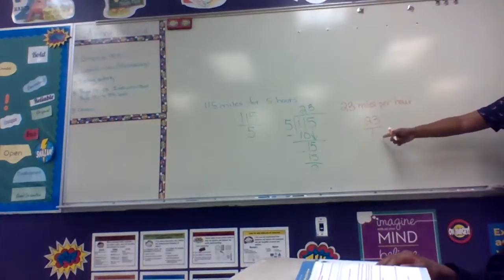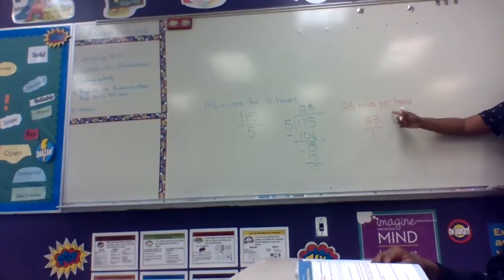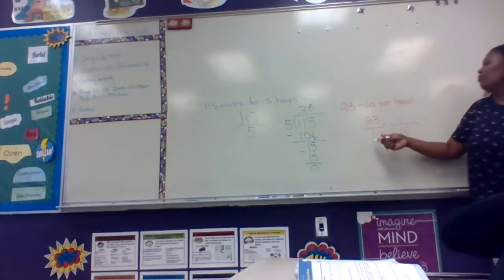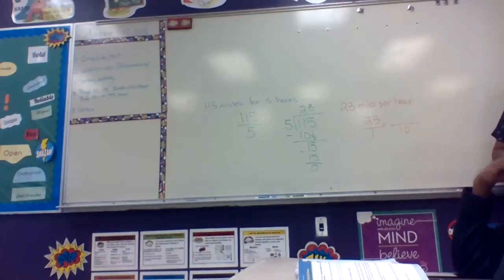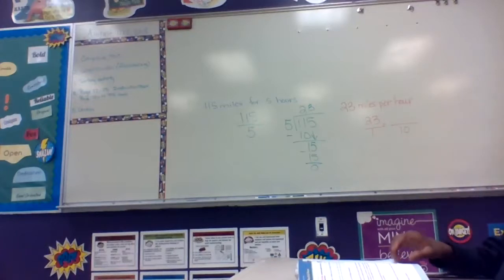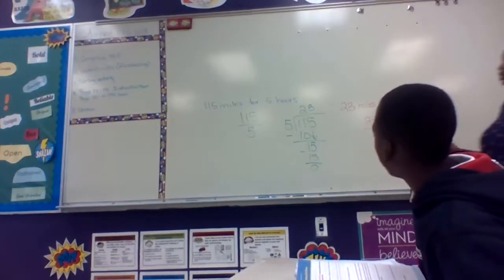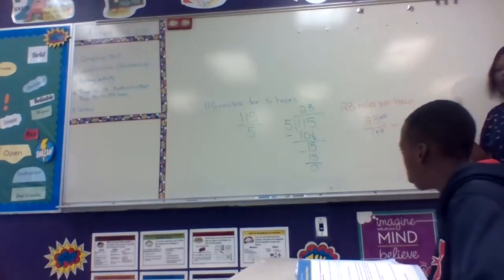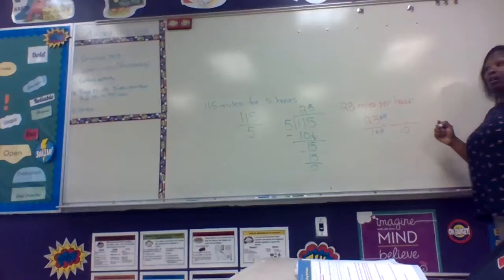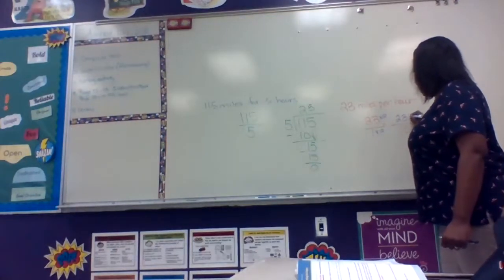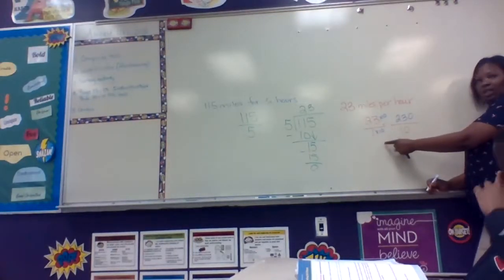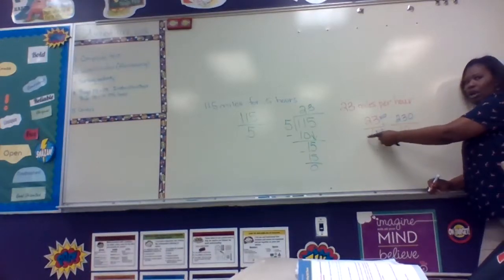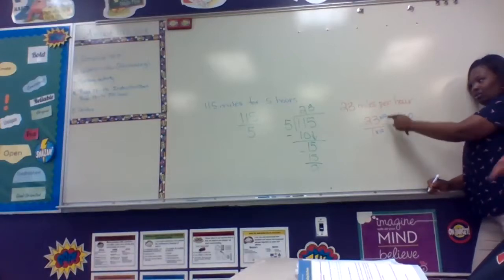So if it takes me 1 hour to drive 23 miles, how many miles can I drive in 10 hours? What would I have to do? Multiply. Multiply what? 10 times 23. And how many miles is that? 230. You see? So these are equivalent ratios, right? Or equivalent rates. If you know how much 1 is, to get to 10, all you gotta do is multiply by 10.